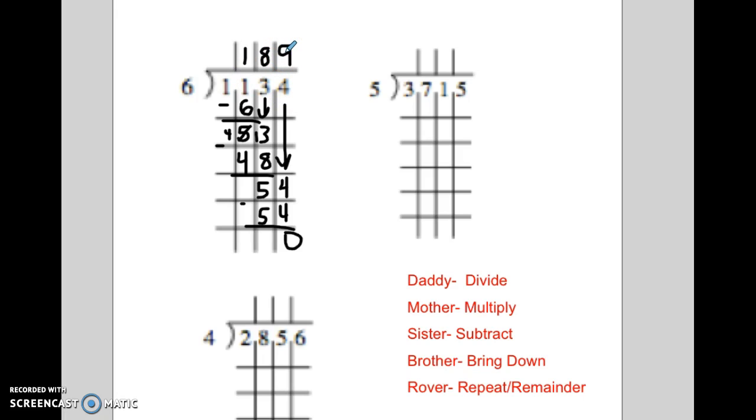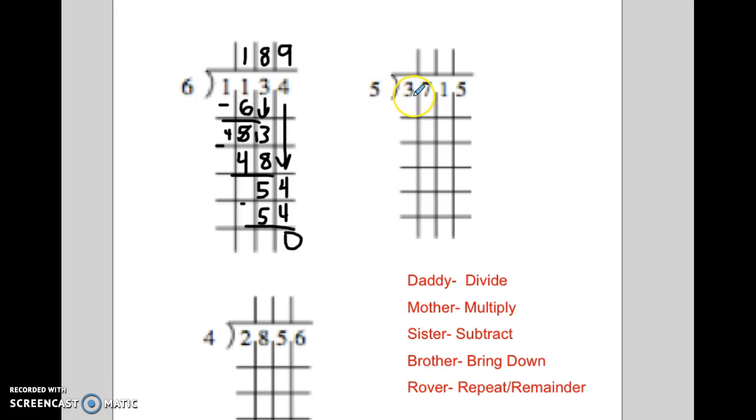All right, I know you've only seen this one once, but you've been practicing with 3-digit numbers. So I want you to go ahead and try this next one on your own. Pause the recording. Go ahead and try 3,715 divided by 5, and let's see what you get. All right, let's see how you did.